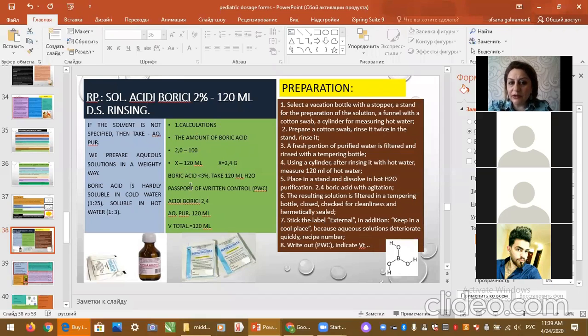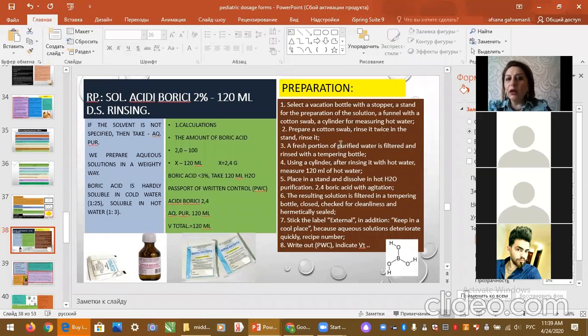In this prescription, boric acid is 2.4 grams, and for water we take 120 ml of purified water. Then we must draw the passport. Passport means written control record. In the passport we write acidum boricum 2.4 gram, aqua purificata, purified water, 120 ml. So the total volume of our prescription is 120 ml.